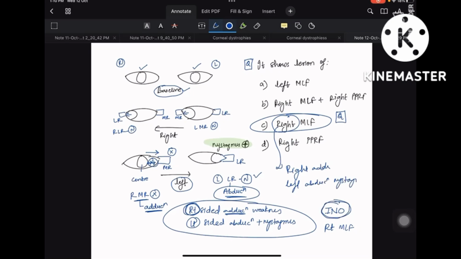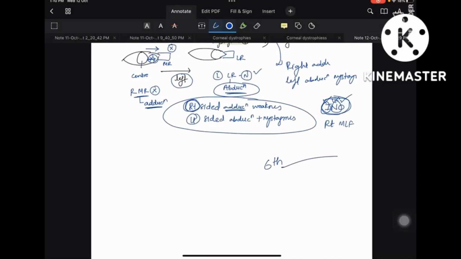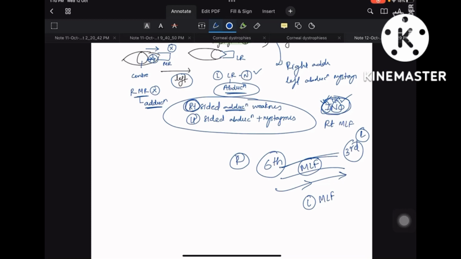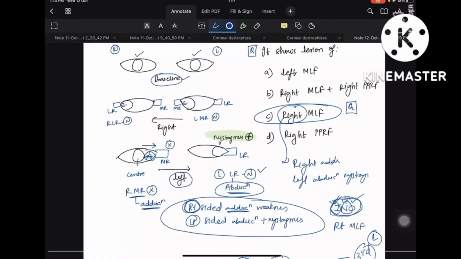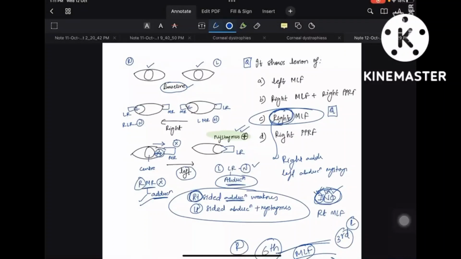So INO, the term itself tells that it is internuclear ophthalmoplegia. Internuclear, meaning between two different nuclei. What are the two different nuclei? One is the sixth nucleus and one is the third nucleus. Inter meaning in between. So in between there is a tract, that is the medial longitudinal fasciculus, which connects the one-sided sixth nucleus to the other-sided third nucleus. So it is named based on the direction of the fibers it is taking. In this question, the answer is right MLF because you are seeing the nystagmus on the left side and the right-sided adduction weakness is on the same side. So this is how you need to solve the questions from this topic, guys.